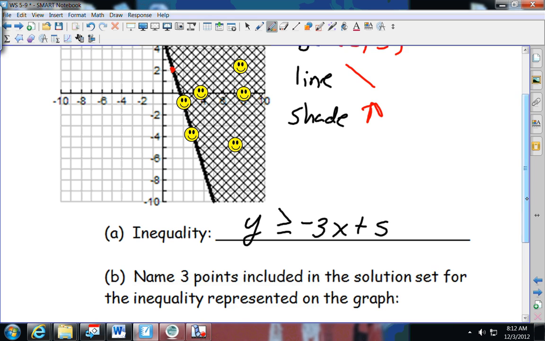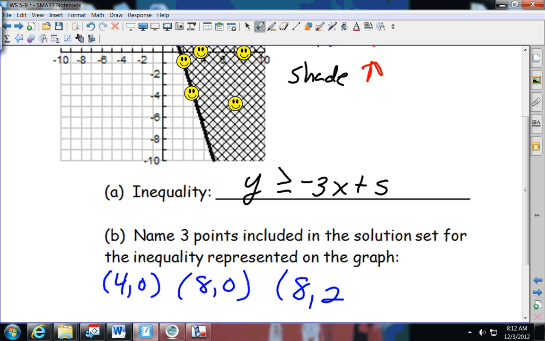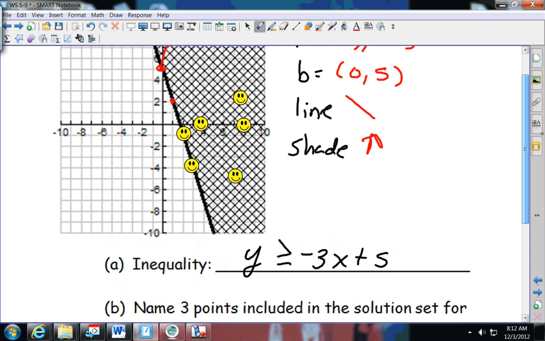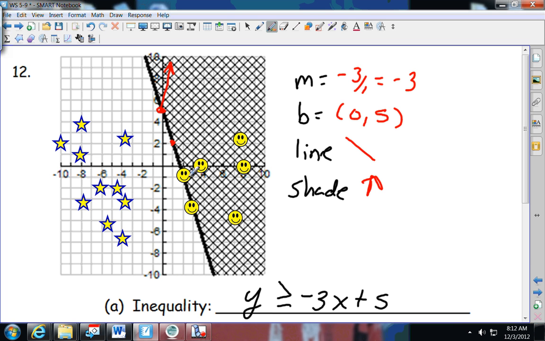So if I chose 3 of them, I could have over here 1, 2, 3, 4, 0. Oh, I could choose 8, 0. 8, -2. 8, +2. Anything in the shaded area. It says name 2 points that are not in the solution set. That is any point that is over here in the non-shaded area. So let's see, -2, 0.